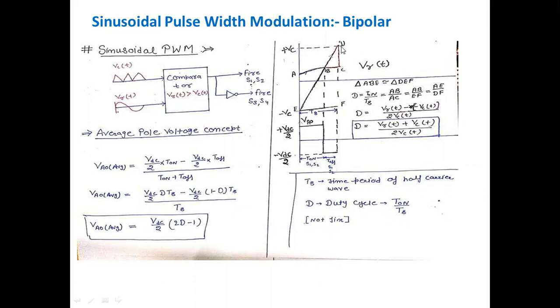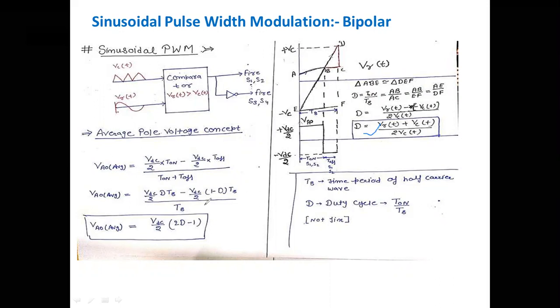And what is DF? If I want to calculate DF, DF is the plus VC minus of minus VC, the peak to peak voltage of your carrier signal. So this will give you 2 VCT. By solving this, we will get D is equal to VRT plus VCT upon 2 VCT. If I put this value of D here, then what do I get?